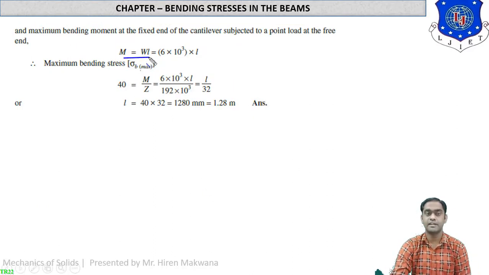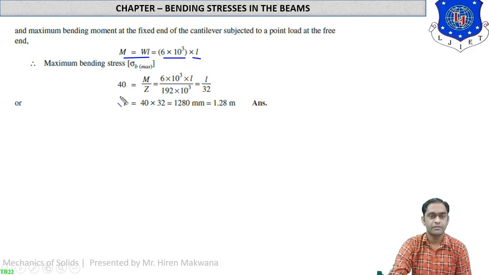Hence it is a cantilever beam. So bending moment will be load into distance up to fixed end. Okay, load is acting at the free end, and the fixed end is covering the entire span of the beam. So now bending moment equal to W into L for such type of cantilever beam. So W means 6 kN, so 6 into 10 raised to 3, well, length is not available to us.